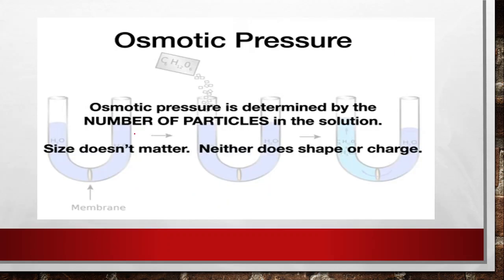Now if we revise what we have learned, osmotic pressure is determined by the number of particles in a solution. Size doesn't matter, neither does shape or charge of the molecule; only the number of molecules matters. As we know, 1 mole of any molecule contains Avogadro's number, that is 6.02 multiplied by 10 raised to power 23. So these are the number of particles we are indicating. If there are 2 moles, then the value will increase to 2 multiplied by 6.02 multiplied by 10 raised to power 23. So the number of moles matters.